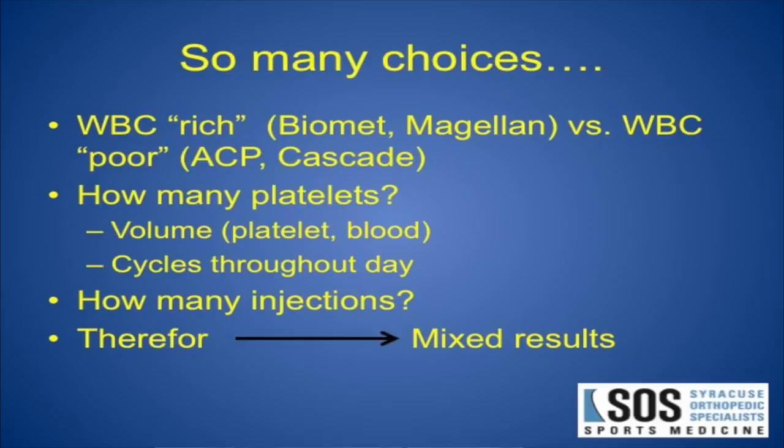So there are so many different choices. I mentioned there's four different types of systems that we use. How many platelets? I mentioned that PRP is just a higher than normal level. Well, does that mean we need to have 2 times, 4 times, 8 times? What's the amount of platelets? And the answer is, we don't know.